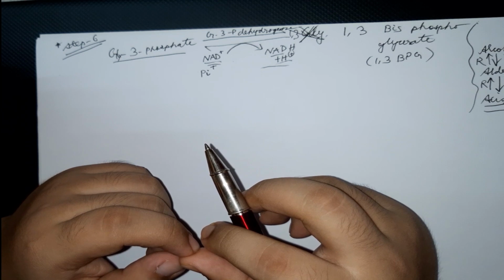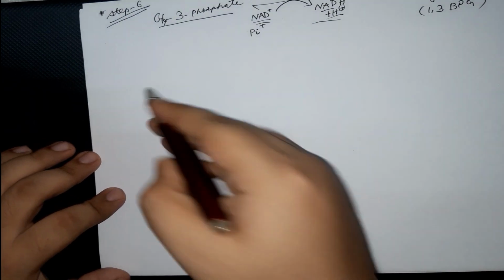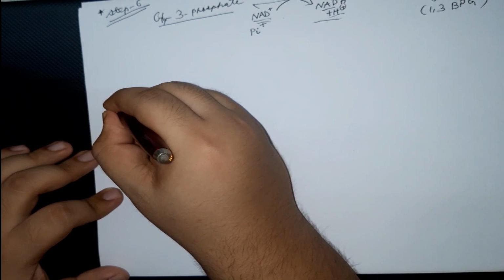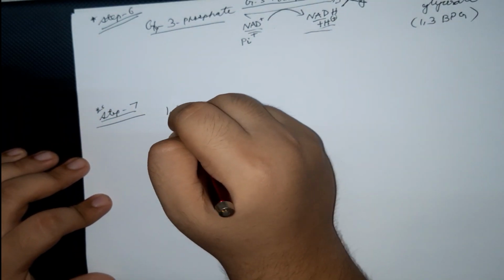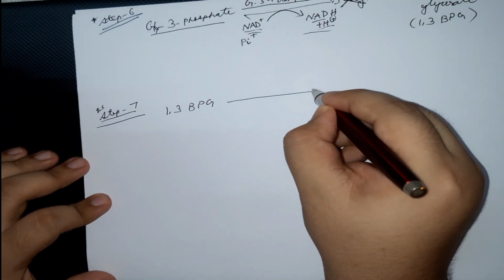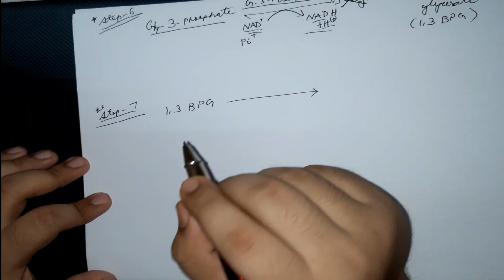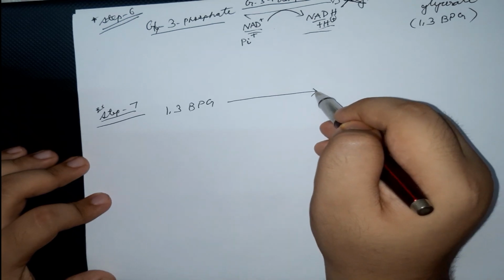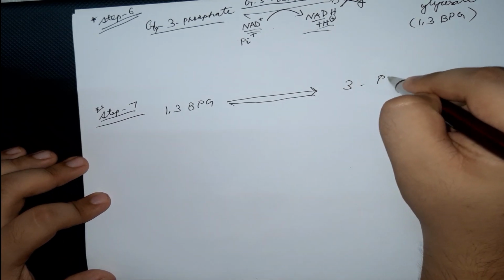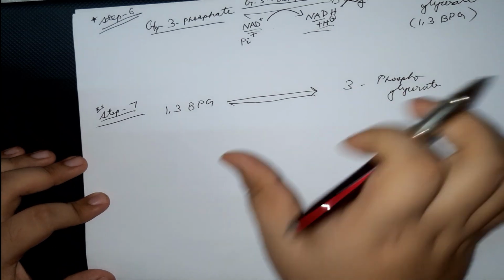Now let's move on to step 7. Step 7 is also important because 1,3-bisphosphoglycerate is being converted, I am sorry, this is reversible as well, to 3-phosphoglycerate. Okay, 1,3-bisphosphoglycerate is converted to 3-phosphoglycerate.